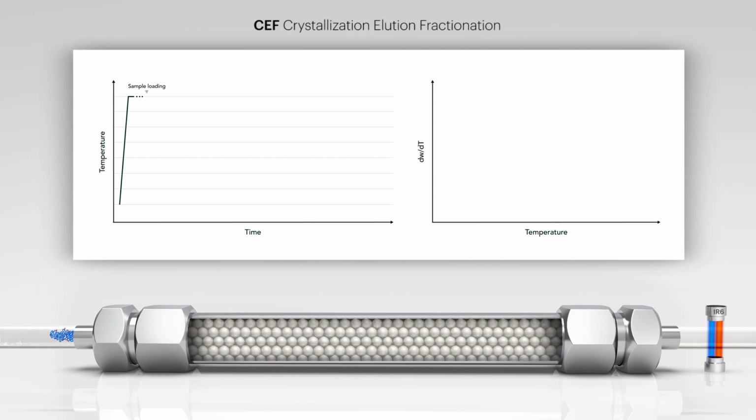In CEF, the sample is loaded to the column's head, and the crystallization proceeds as in DC with a crystallization flow. The polymer fractions are deposited on the support when reaching their crystallization temperature, achieving a physical separation along the column's length.